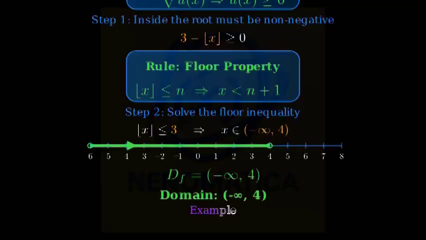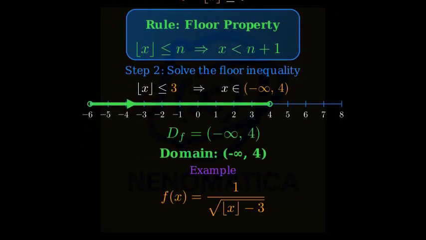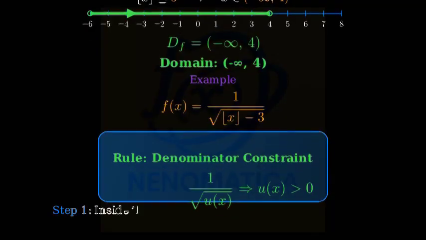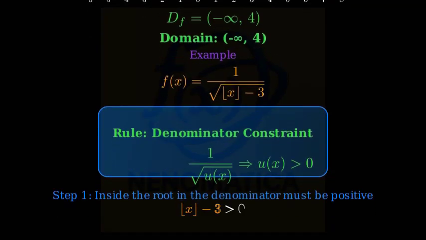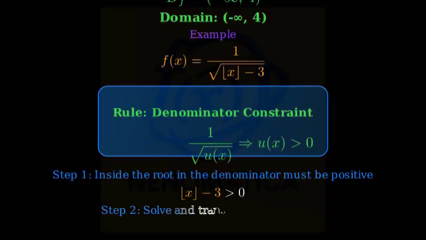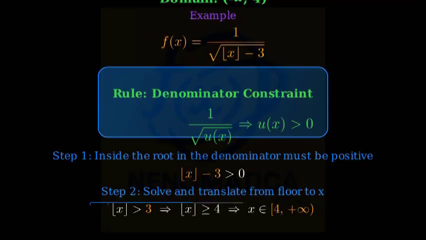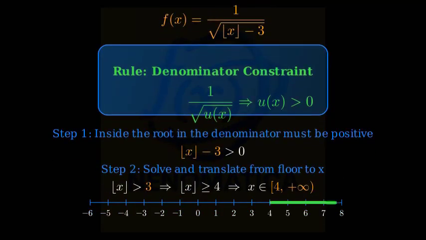Example, the function is f of x equals 1 over the square root of floor of x minus 3. Because the root is in the denominator, the inside must be strictly positive. Set floor of x minus 3 greater than 0. That gives floor of x greater than 3, which means floor of x is at least 4, so x is at least 4. We'll mark that on a number line. The domain is from 4 to infinity, including 4.